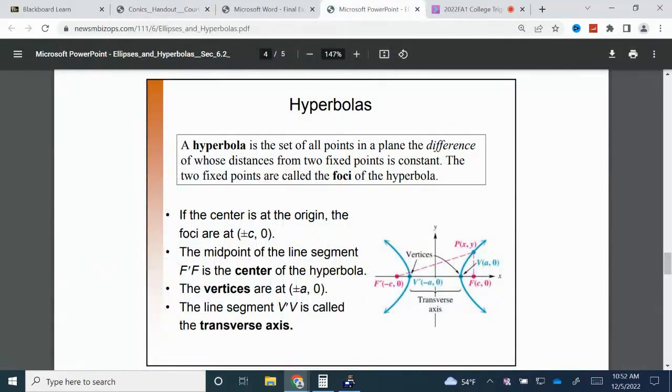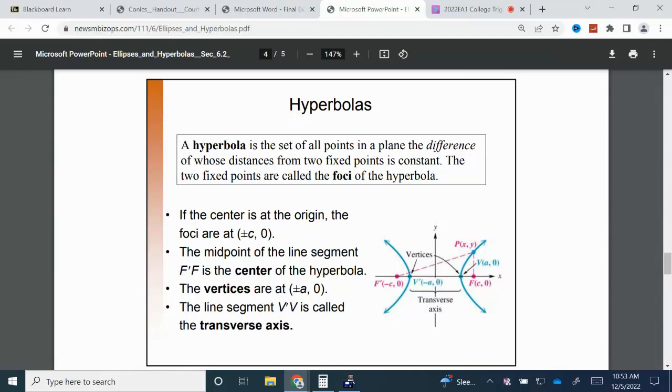We're going to start off with the definition of a hyperbola. A hyperbola is a set of all points in a plane, the difference of whose distances from a fixed point is constant. The two fixed points are called the foci of the hyperbola. So this is what actually makes a hyperbola a hyperbola. The curve is actually the two almost C-shape and reverse C-shapes, and this is a discontinuous curve.